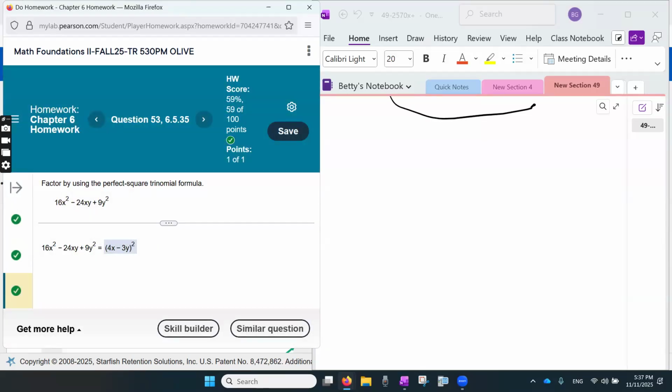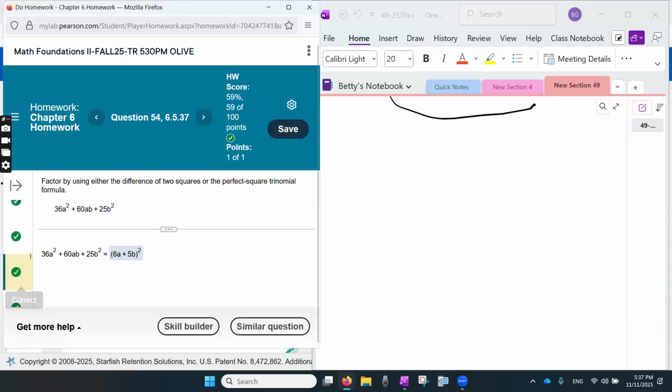Same thing. We did this already, right? That's why I have the answer entered already. This is our class. First base is 4x, second base is 3y, so 4x minus 3y to the power 2. The reason this time we have a subtraction in the parentheses is because the middle term in the original given trinomial is negative 24xy. So we have a subtraction inside the parentheses.